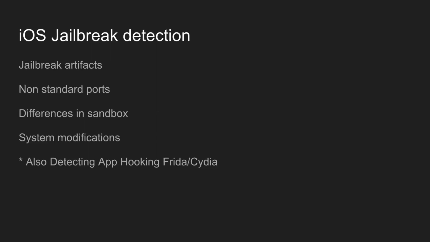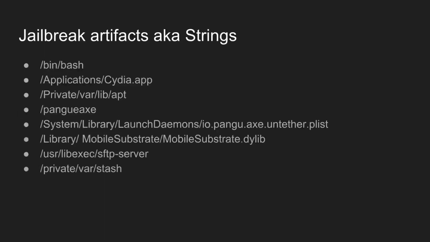So iOS, when you jailbreak an iOS device, there's roughly about 4 ways that you're going to detect this. First is jailbreak artifacts. Next, you're going to have non-standard ports, differences in the sandbox, and system modifications. And we're also going to touch a little bit on the app hooking via Frida and Cydia too. So these strings stand out.